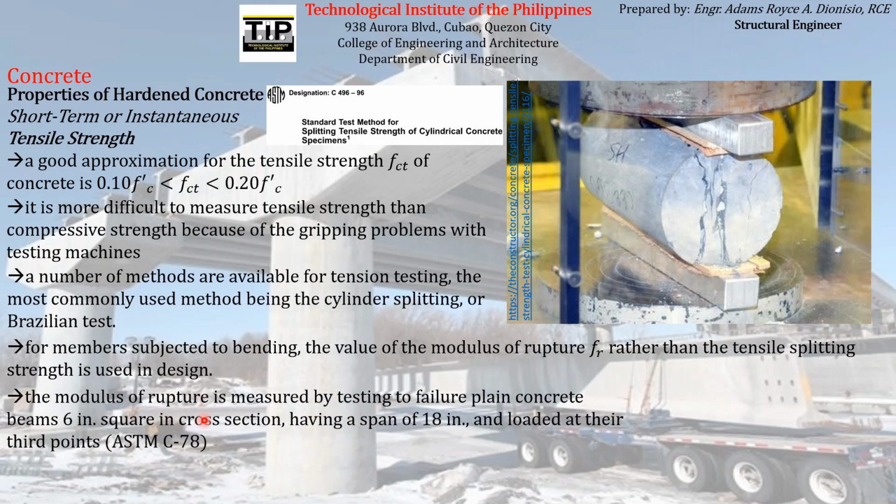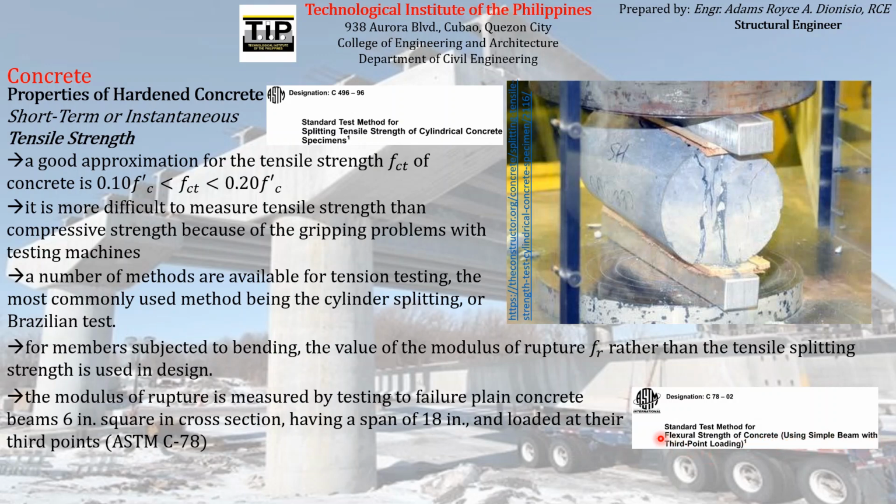The modulus of rupture is measured by testing to failure a plain concrete beam, 6-inch square in cross-section, having a span of 18 inches and loaded at the third points. This is how you can measure the modulus of rupture of a particular concrete specimen. You can find the procedures in ASTM C78, the standard test method for flexural strength of concrete using simple beam with third-point loading.